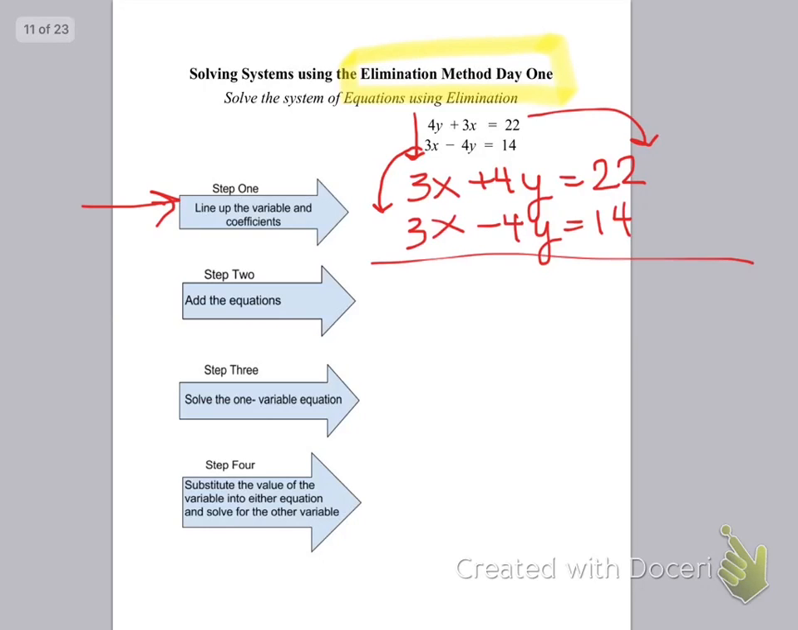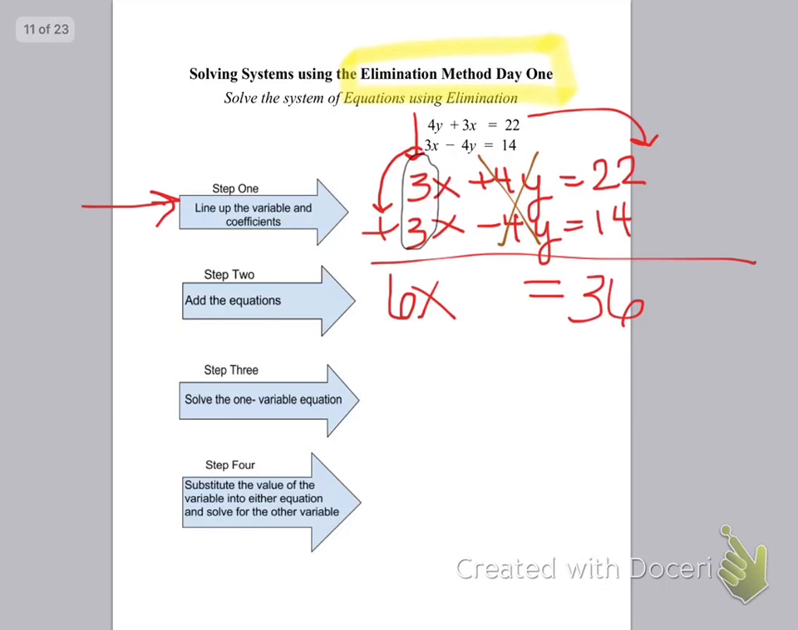The second step is to add down. So I'm going to add these equations together. So I can see that I'm going to do 3 plus 3. Well, 3 plus 3 is 6. So I have 6x. My next step, I'm going to notice that I've got 4 minus 4. Well, those are going to cancel out. And that was our goal. Our goal is to have them cancel out so we can have one variable. And then lastly, we add the two numbers down the side. 22 plus 14 gives me 36.